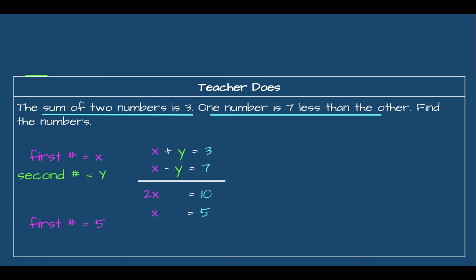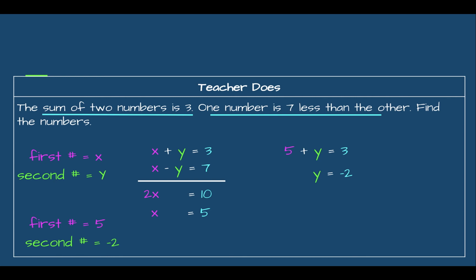Now, to figure out the second number, I can pick either of these equations. I'm going to choose the first one. So if x is 5, then 5 plus something equals 3. So subtract 5 from both sides, y must be equal to -2. So my second number is -2.